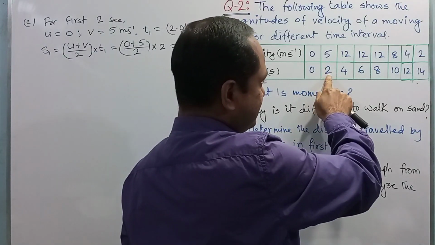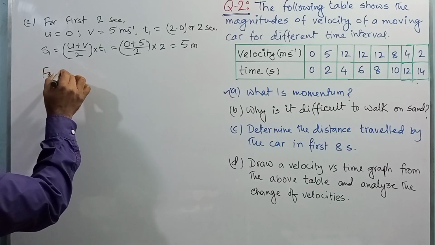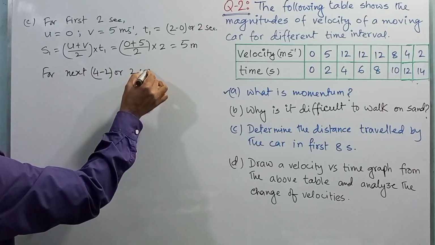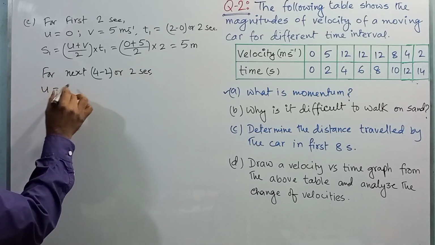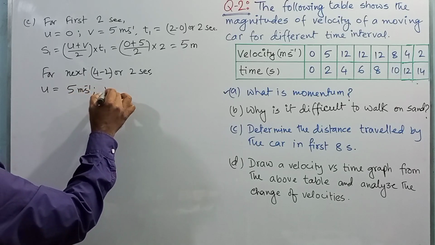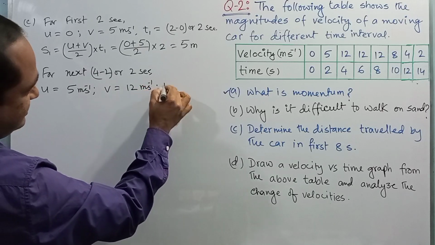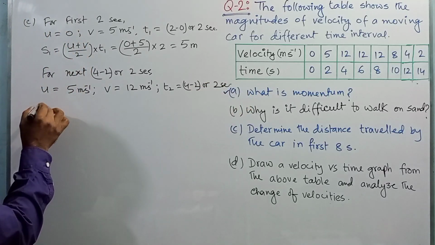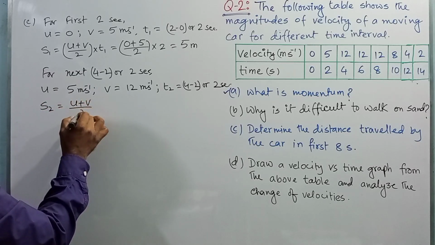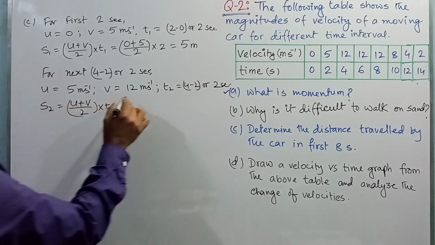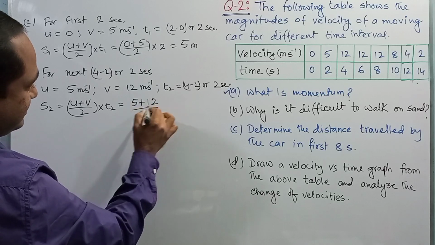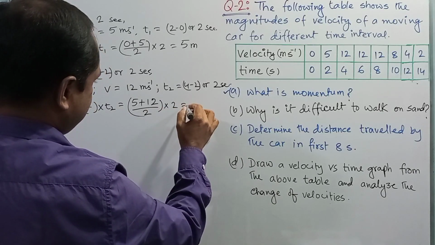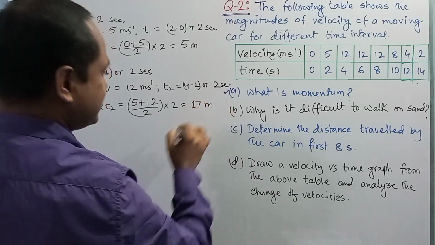For the next 2 seconds, that is from 2 to 4 second, for the next 4 minus 2 or 2 second, right? Here u is equal to 5 meter per second, v is equal to 12 meter per second, t2 is equal to 4 minus 2 or 2 second, right? So here distance s2 is equal to (u plus v) divided by 2 into t2. Here u is 5 plus v is 12 divided by 2 multiplied by 2. So after the calculation we will get the distance will be 17 meter.